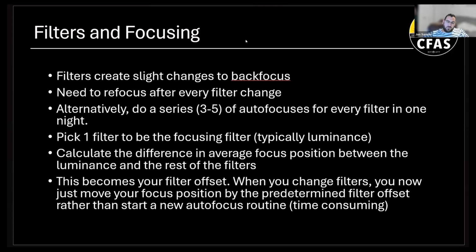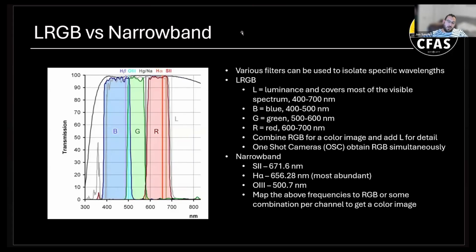Another thing when you're considering filters is you want to decide between LRGB versus narrowband, right? So what I have here in this graph is the wavelength, the band that each filter is taking. Blue again is between 400 and 500, more or less. Green between 500 and 600, red between 600 and 700. And then you get your luminance filter, which is really the whole spectrum between 400 and 700 that you would use to get some detail.